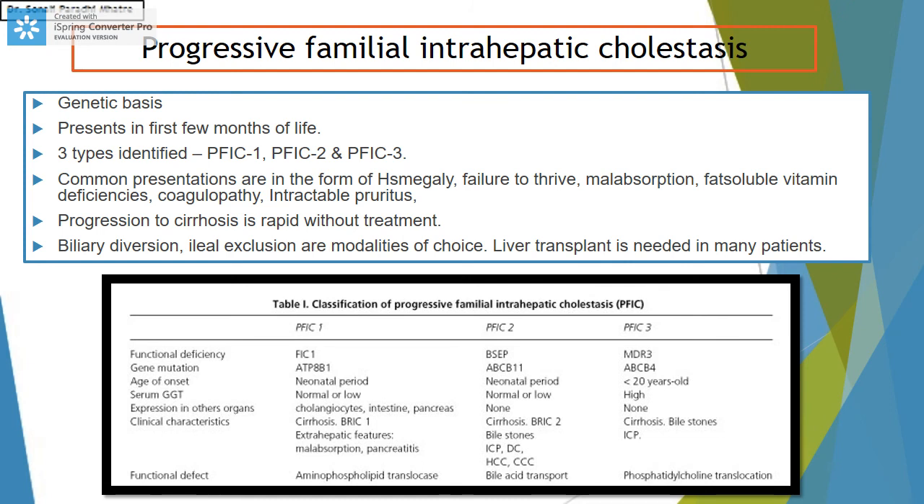Then progression to cirrhosis is rapid without treatment. The treatment of choice is biliary diversion and ileal exclusion. Liver transplant is needed in many of the patients. Now, I'll not go into details of types 1, 2 and 3. We can discuss that as a separate topic on PFIC itself because it is a very vast topic. What we need to know is that PFIC type 1 and type 2 are the ones which are common in the neonatal period and not type 3. Type 3 can be seen commonly in adolescent age groups.